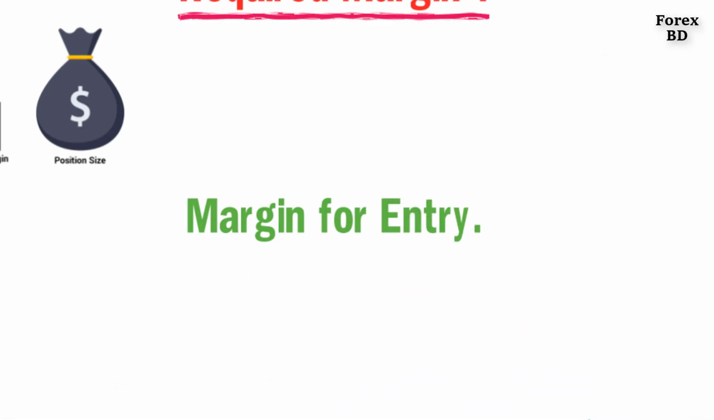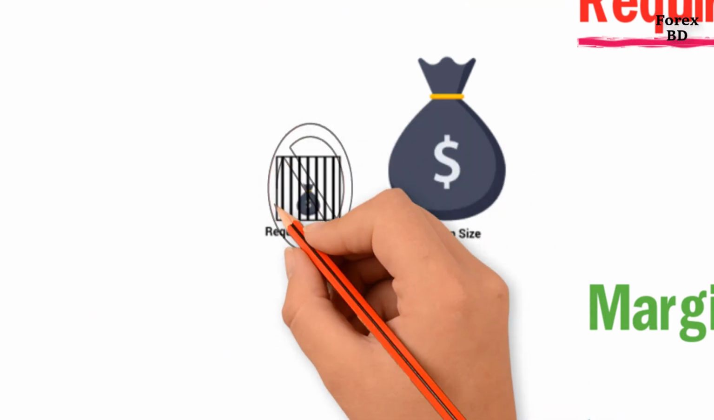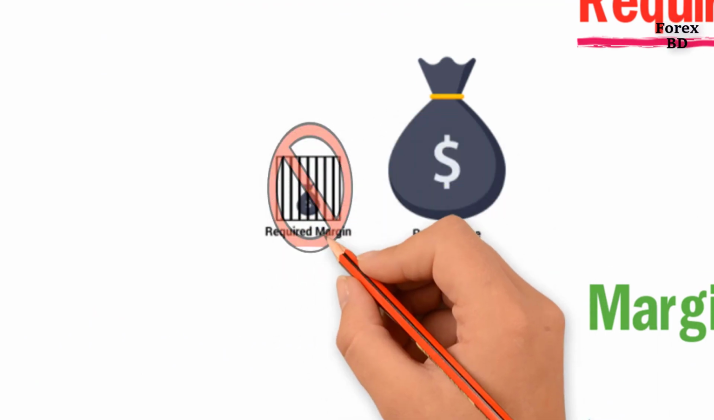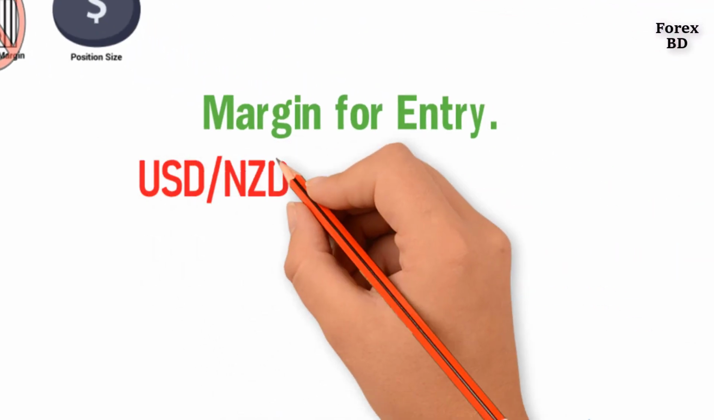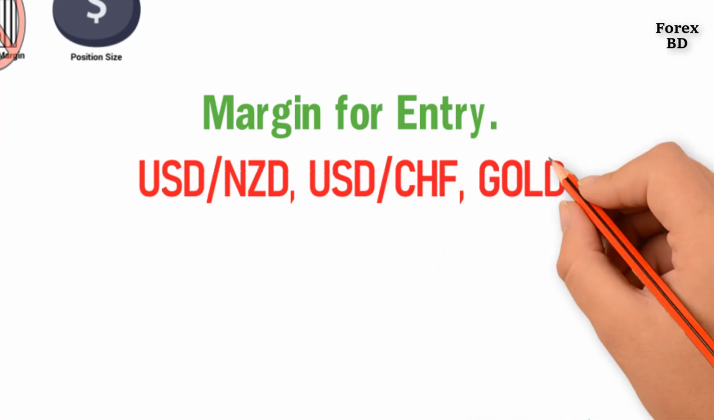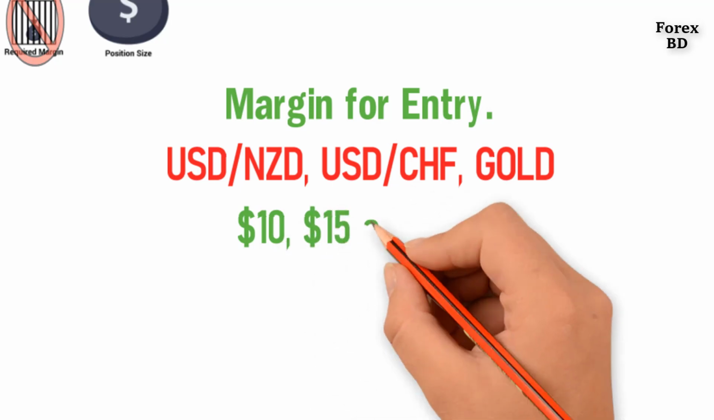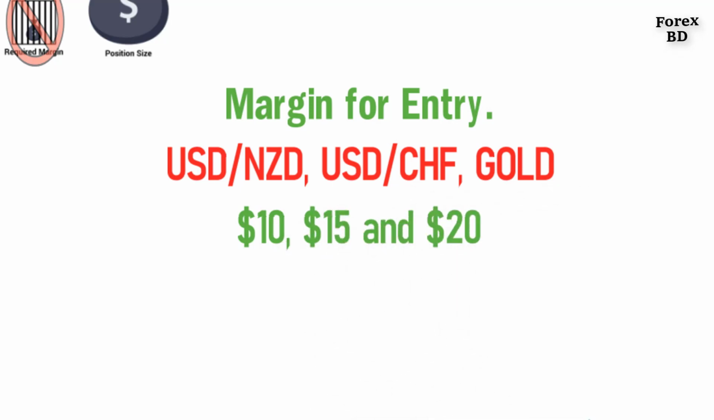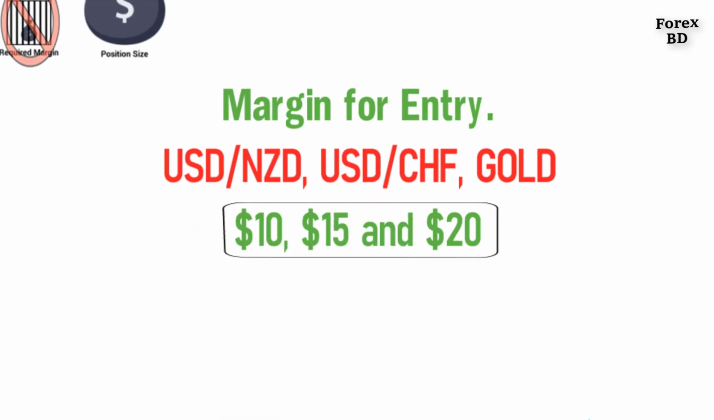If you have entered multiple currency pairs at the same time, some amount will be blocked from your balance as required margin for each entry position. Suppose you simultaneously take entries in USD CHF, NZD USD and gold currency pairs, and the required margin for those entries are $10, $15 and $20. So these are deducted from your balance.